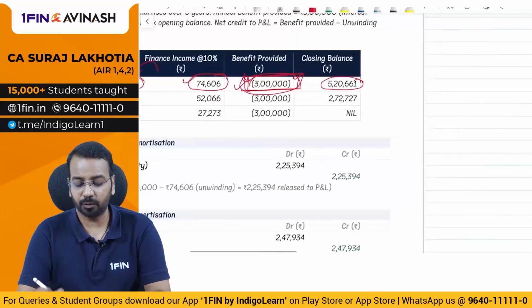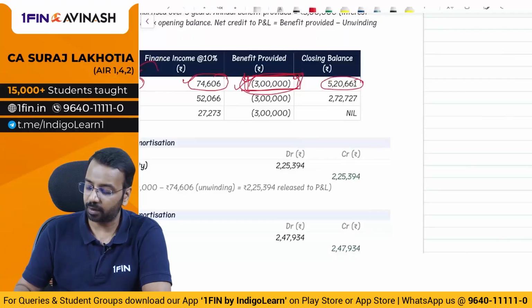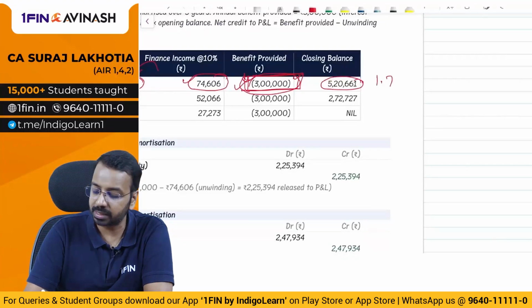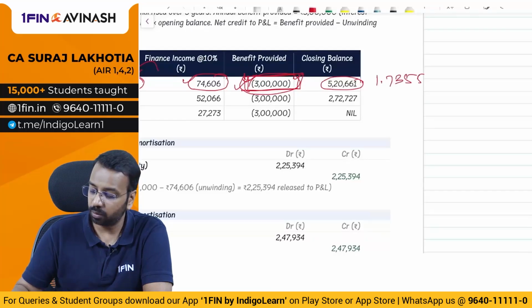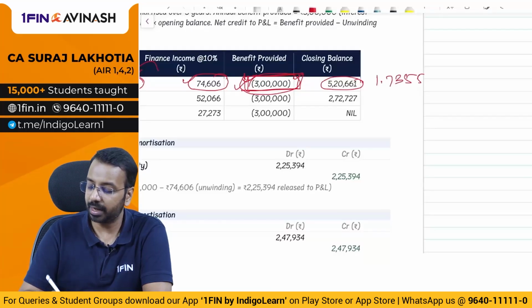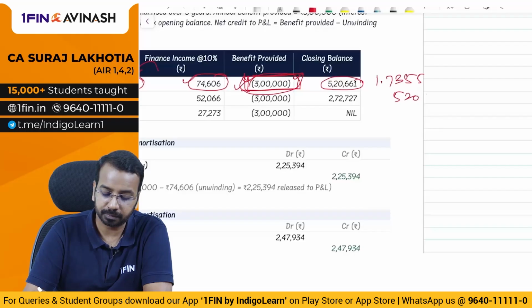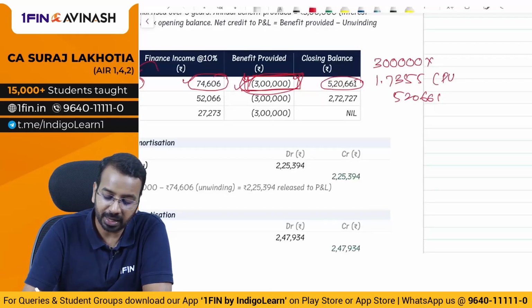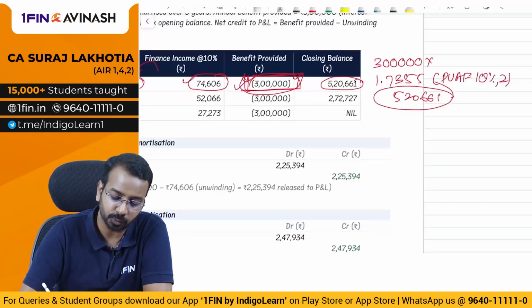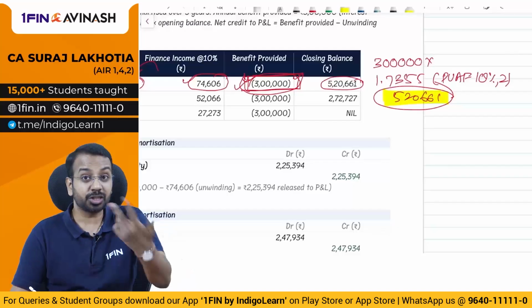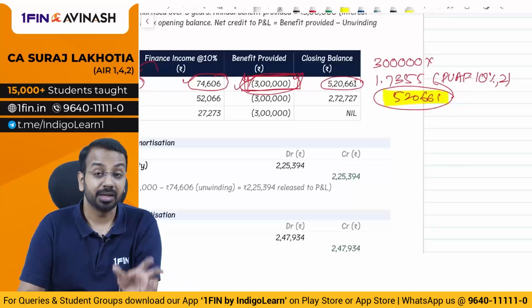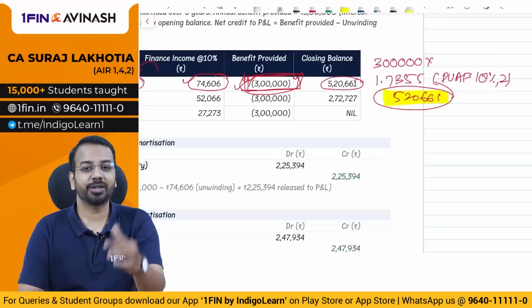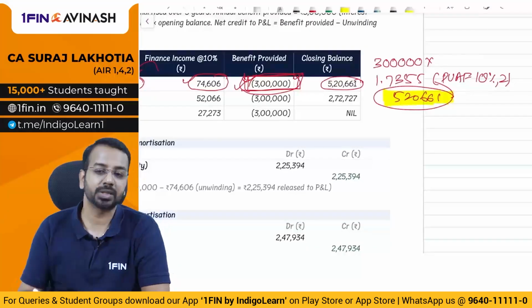Now sir, this 520, if you want to cross check, 1 divided by 1.1 is equal to 1 year, 2 year, and if you do a grand total you get 1.7355 into 3 lakhs, you get 520661. If you do 3 lakhs into the present value annuity factor of 10% for 2 years, you get 520661. Sir, what is the meaning of this? For the next 2 years, the present value of the benefit that is left is 5,20,661.